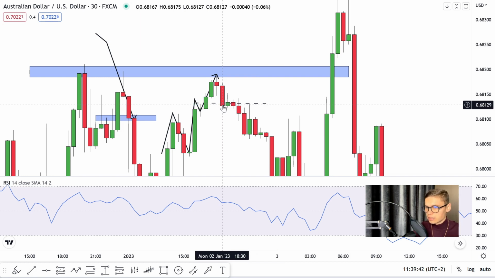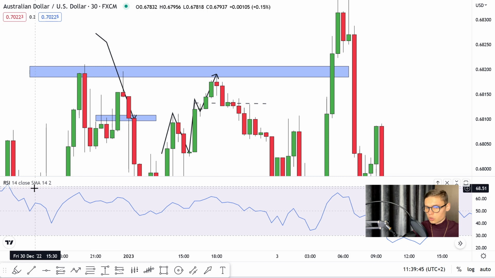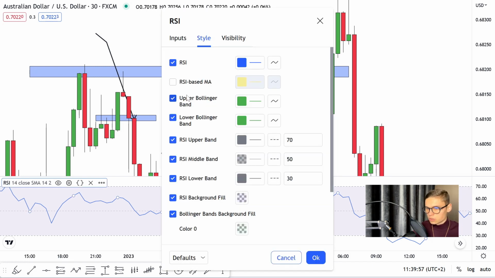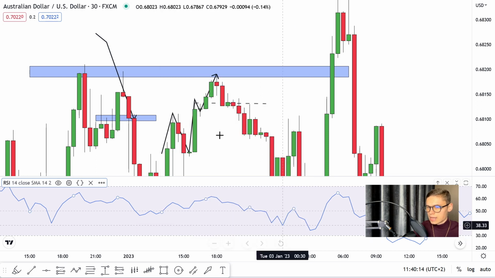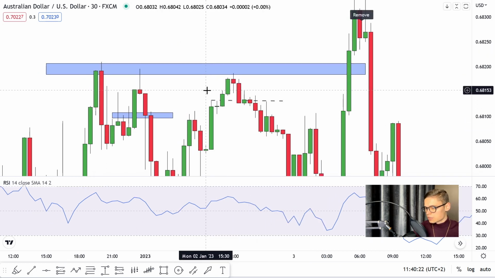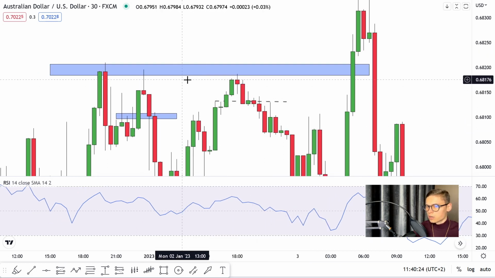Always use a neckline, but we can also use what is called an indicator, which is RSI. Now on RSI you do not need to do anything fancy, just leave these default settings right here. You can change the color, and what you can do is remove the RSI based MA because it's not beneficial for you. And then the most important part is that you keep the default length of the RSI, and that's it.